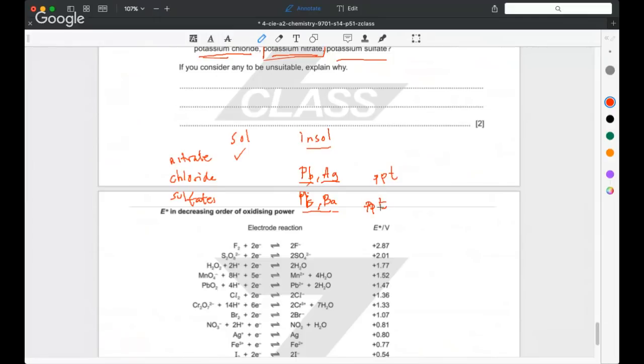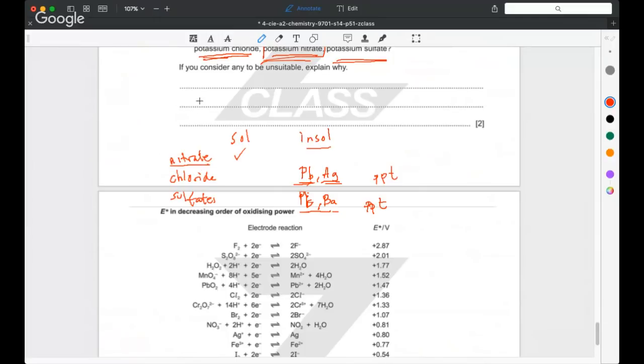Now, you might have come across that insolubility rule in tests before. So a test for silver is to add chloride, and you get a precipitate of silver chloride. Or a test for sulfate is to add barium, and you get a precipitate of barium sulfate. So you have to know a little bit about these solubilities and insolubilities, but you can't use potassium chloride, because we'd get precipitates of lead chloride and silver chloride. And we can't use potassium sulfate, because we'd get precipitate of lead sulfate. But we can use potassium nitrate, because all nitrates are soluble.